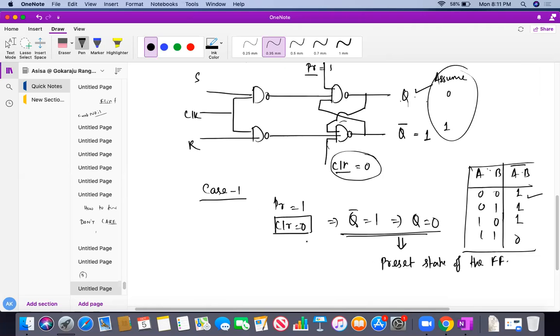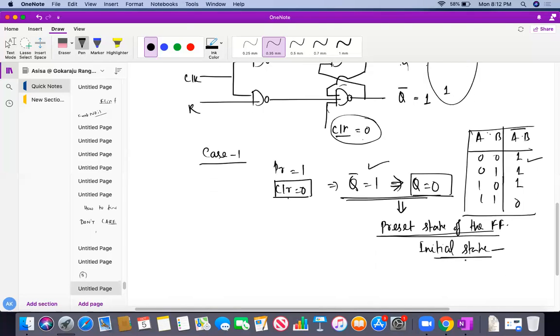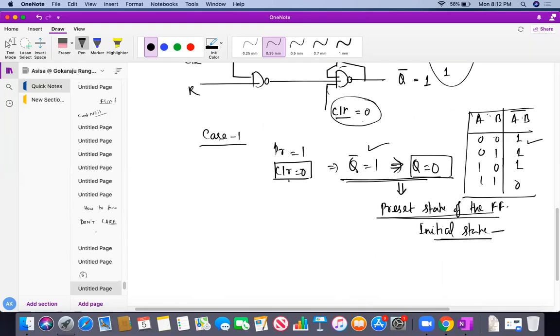So what we have done here, we have given clear equal to 0, which makes Q bar is 1. Obviously, if Q bar is 1, we know that Q and Q bar are fundamentally complements of each other, so Q is 0. If Q is 0, I have one of the initial states. One of the initial states of the flip-flop is the preset state. Understand? So if I have clear equal to 0, then I get Q equal to 0.